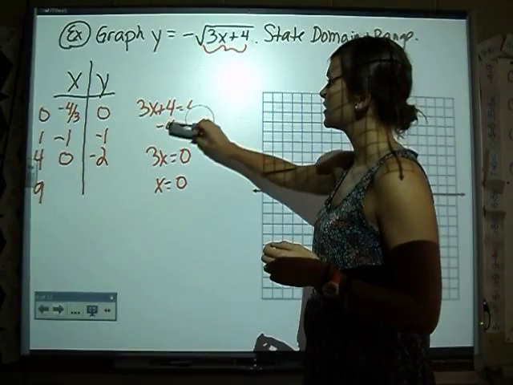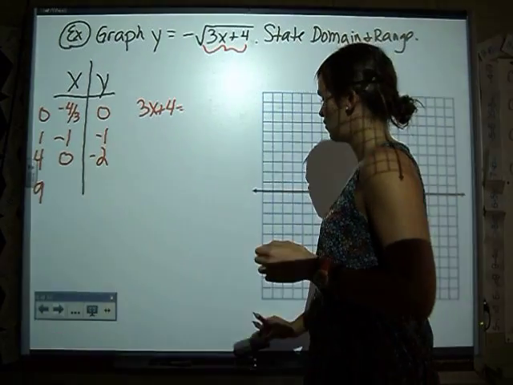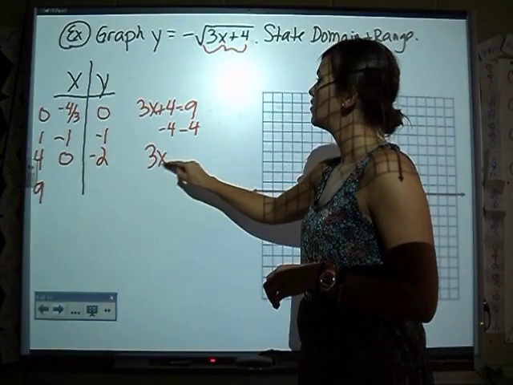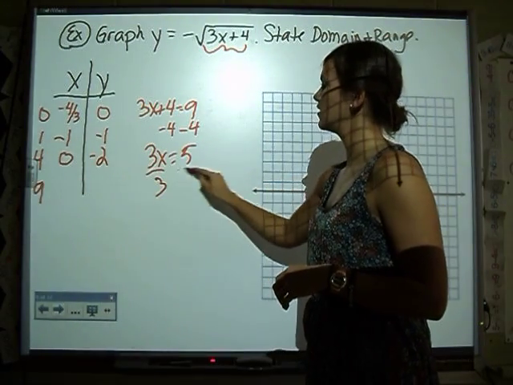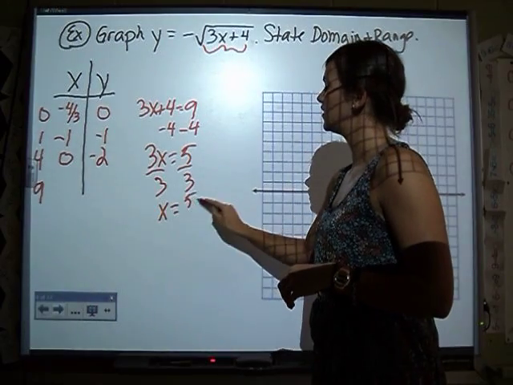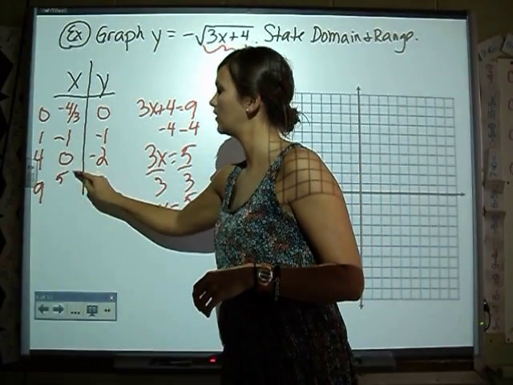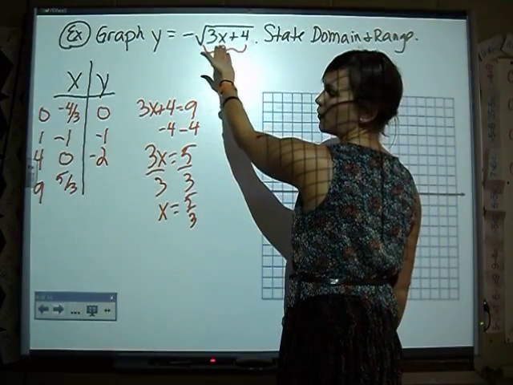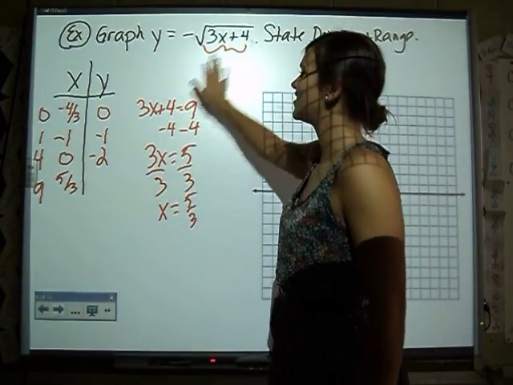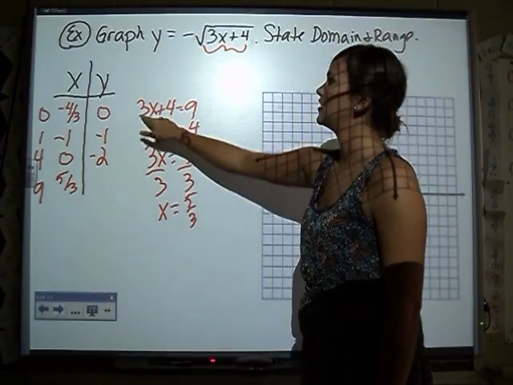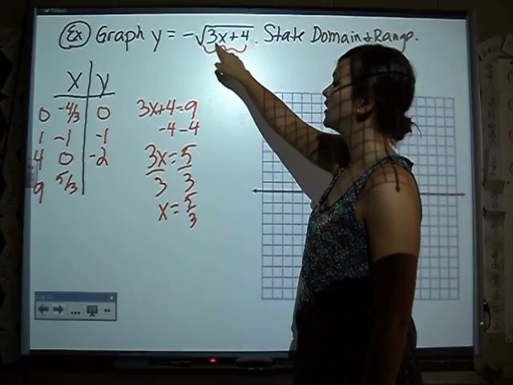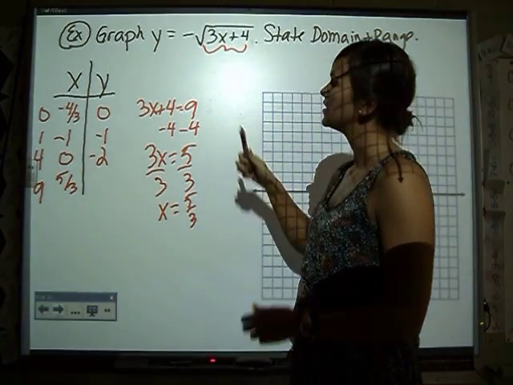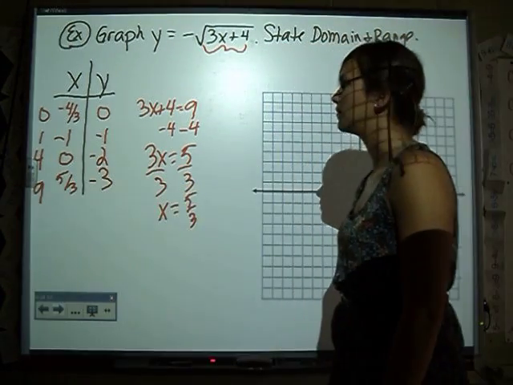Okay? And then last but not least, we have 9. Subtract 4, 3x equals 5. Divide by 3, x equals 5/3. So that's our x value, 5/3. We don't even really have to do the math here, but I will just because I'm teaching you. We know that underneath here is going to equal 9, because that's what we designed it to be. But 3 times 5/3 is 5, plus 4 is 9. Square root of 9 is 3, times the negative is negative 3.